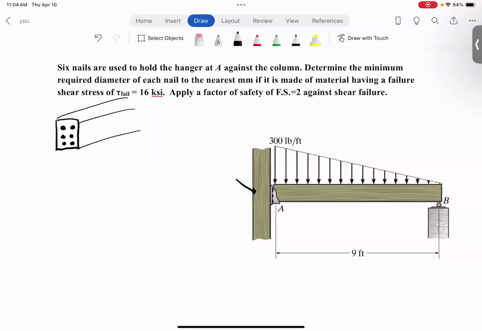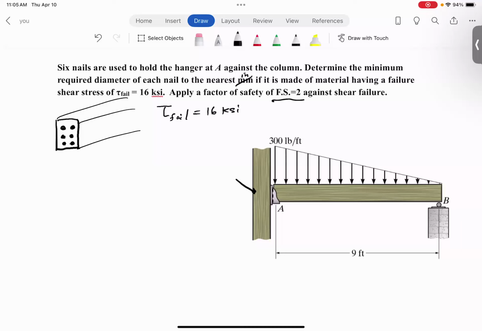Determine the minimum required diameter of each nail to the nearest, I should say, inches here, if it's made of material having a failure shear stress of 16 KSI. So in other words, the nails are made of a material for which they would fail at 16 KSI. Now, you have to understand that the failure stress doesn't necessarily have to be a failure stress. It could be the yield or it could be the ultimate. But in this case, we take it as a failure.